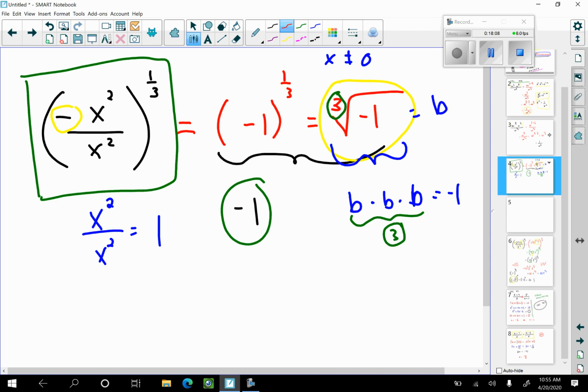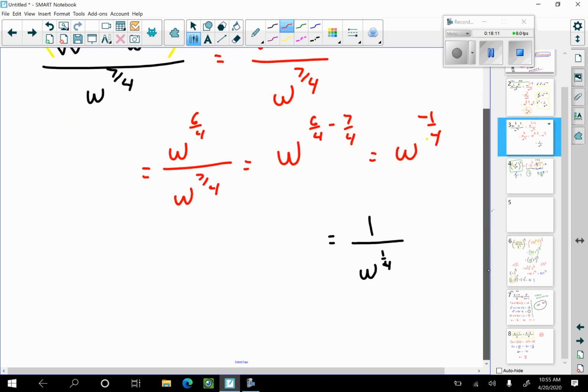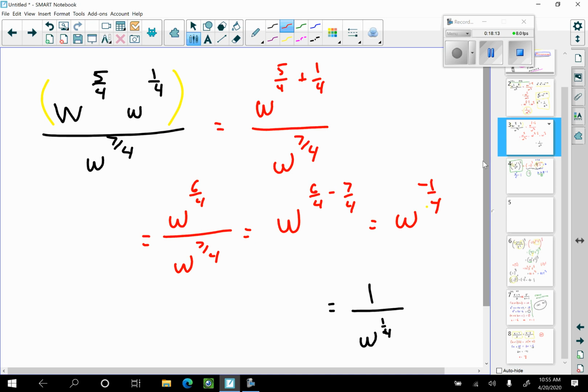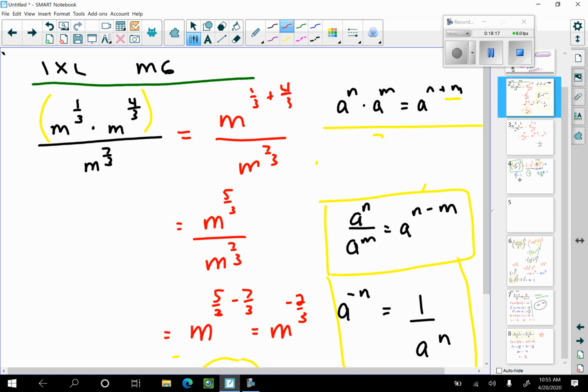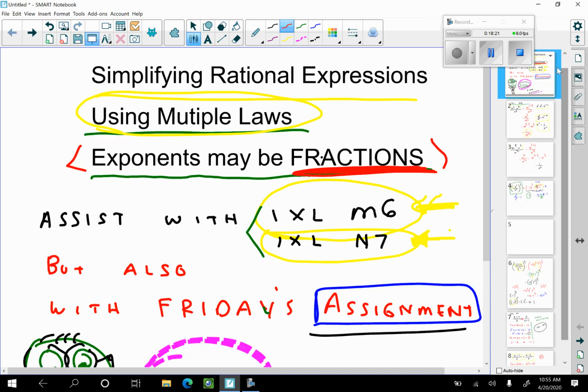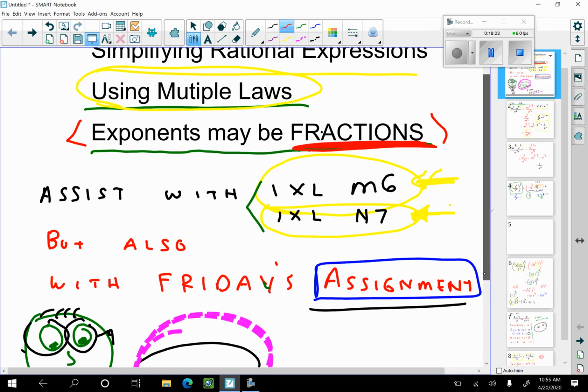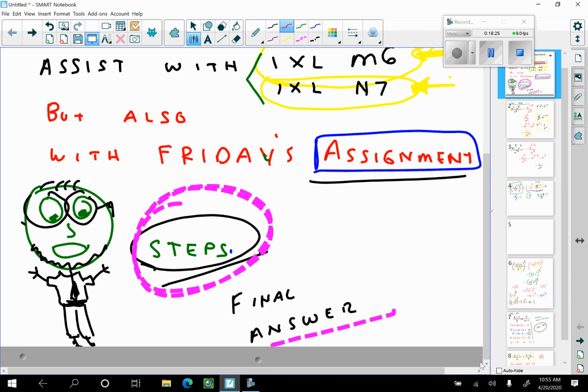And I have two really simple examples here for IXL M6, I believe, and then this other example. And all I can say, ladies and gentlemen, is good luck to you. Good luck this week, and we will talk soon.